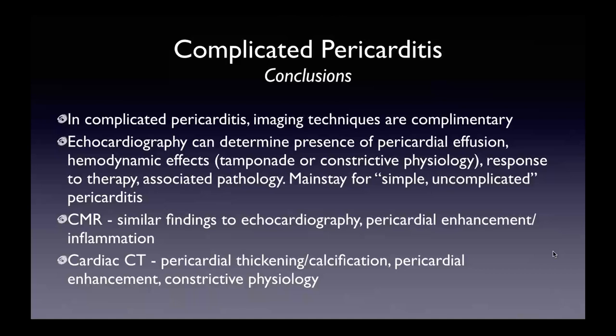CMR has similar findings to echocardiography, but adds the ability to look at pericardial thickness, enhancement, inflammation, and edema within the pericardium. And then cardiac CT is probably the best resolution for thickening of the pericardium, the best technique for detection of calcification for chronic constrictive pericarditis, which is the most likely pathology. Some degree of pericardial enhancement as well, and some degree of constrictive physiology.